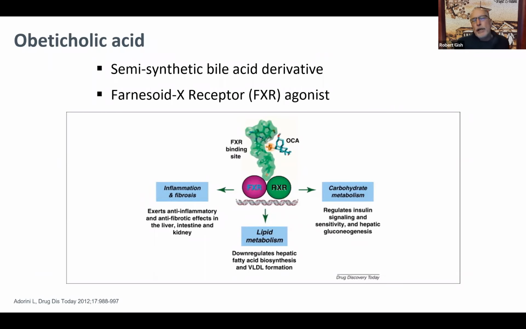The FXR agonist, obeticholic acid, is sitting in front of the FDA. This binds to these nuclear receptors and enhances lipid metabolism, rebalances carbohydrate metabolism, and decreases inflammation and fibrosis when you block this activity.